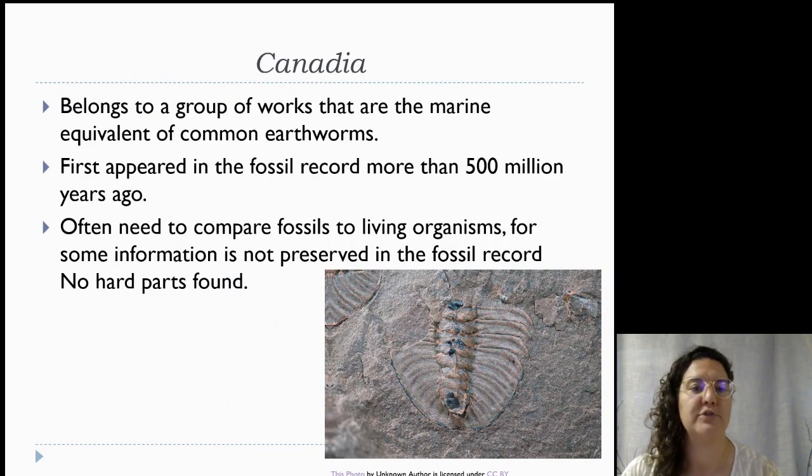Canadia belongs to a group of worms that are the marine equivalent of common earthworms, and they first appear in the fossil record more than 500 million years ago. So, we often need to compare fossils to living organisms because some information is not preserved in the fossil record. For example, in this organism, there were no hard parts found.